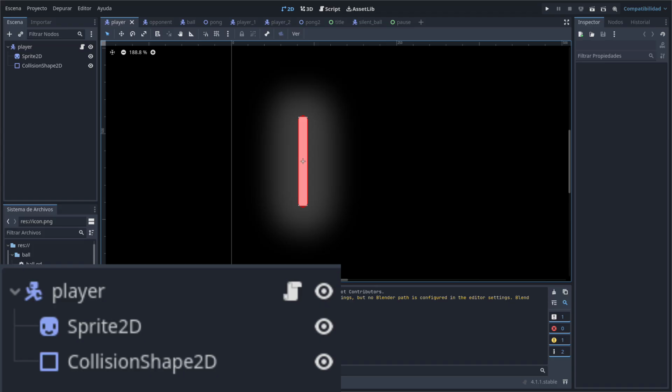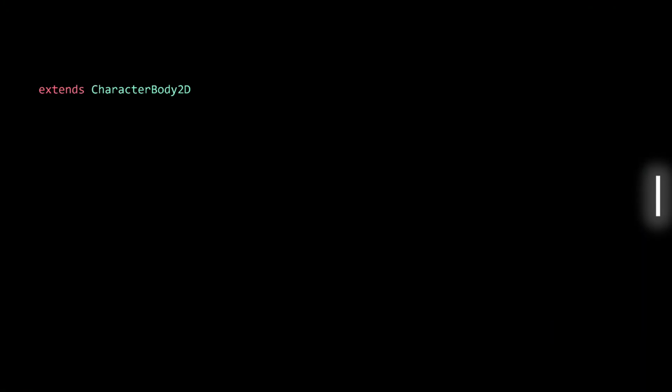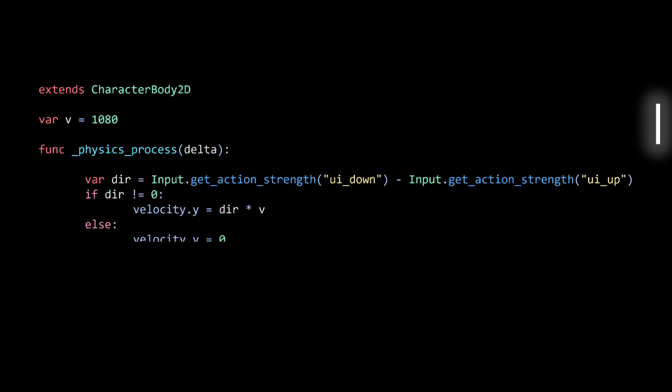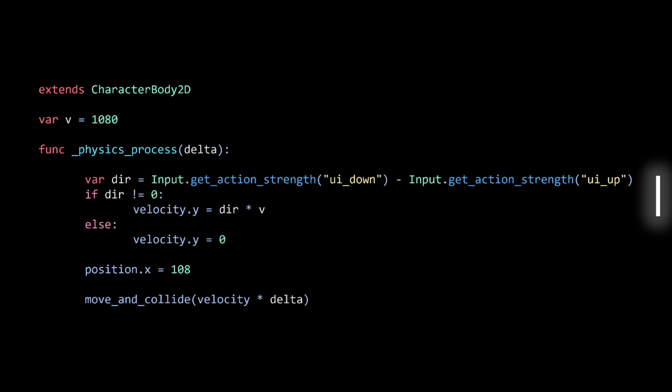Each paddle is a CharacterBody2D with a Sprite2D and a CollisionShape2D. We write the script to move the paddles using the input function, reacting to key presses. The player paddle is very simple. It extends CharacterBody2D, so all its behavior will be scripted manually, and we have a speed variable, which will represent the paddle's speed in pixels per second. In the physics process function, we calculate the direction, up or down, based on the player input. If there is input, we set the velocity accordingly. If not, the paddle stops moving.